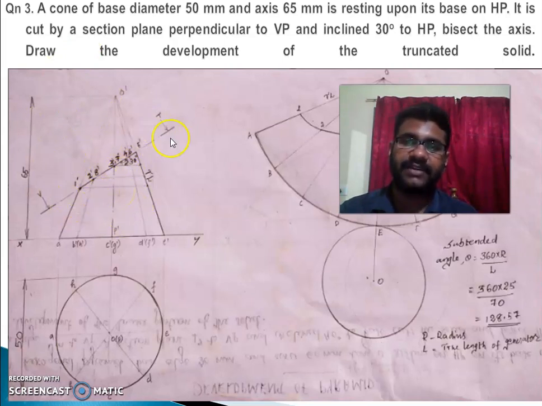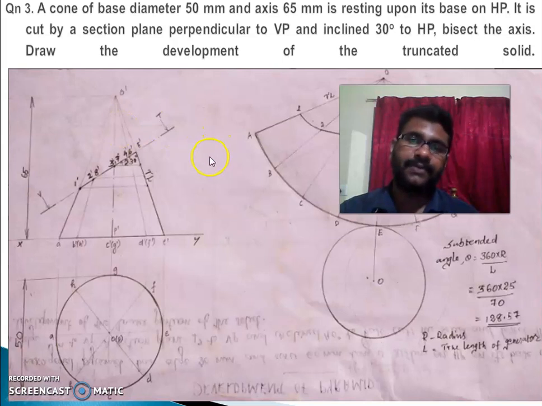Draw the section plane which is inclined 30 degrees to HP and bisects the axis. So draw the section plane inclined to the XY line and locate all the section points. The section points are the meeting points of the section plane with the generators. The first generator is AO, so you locate the first point on AO. The second generator is BO, the third point is on CO. This line represents CO and GO; we are not representing the point on the axis, we are locating the point on CO. The fourth is on DO, the fifth on EO, the sixth on FO, the seventh point is on GO, and the last point is on HO.